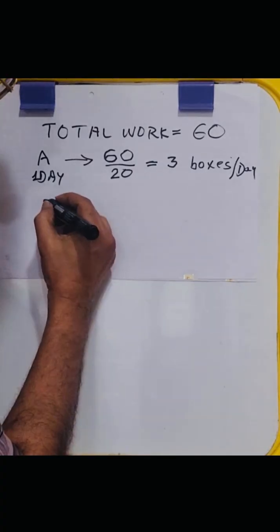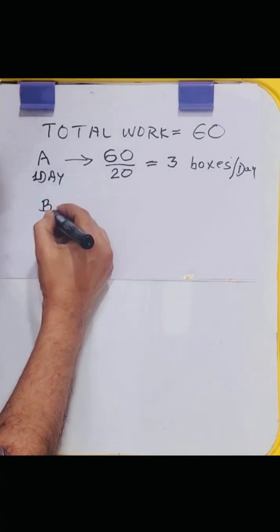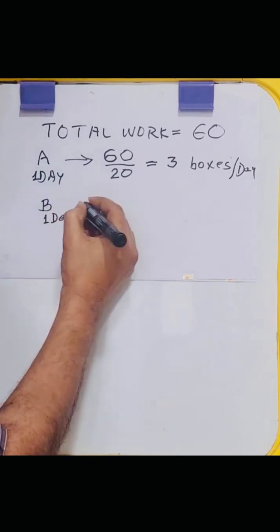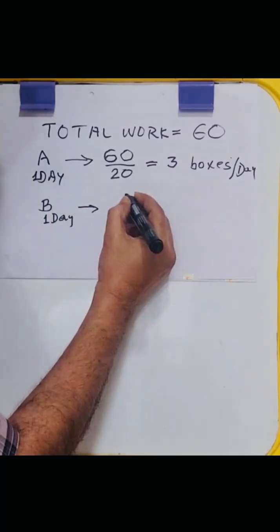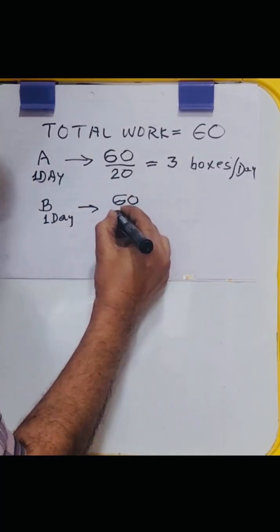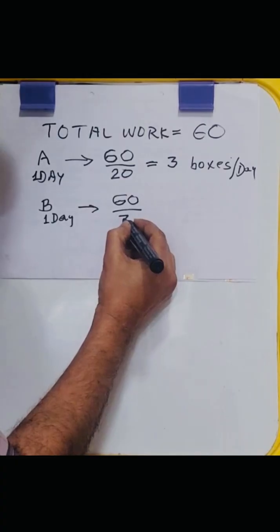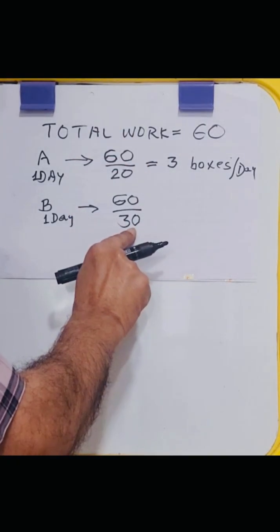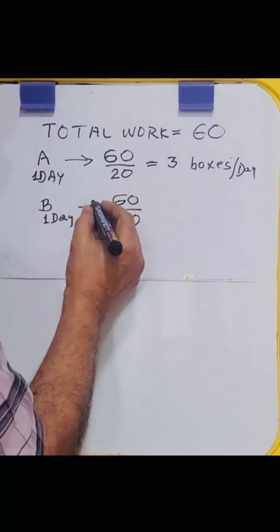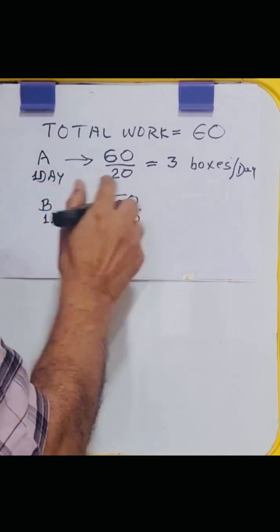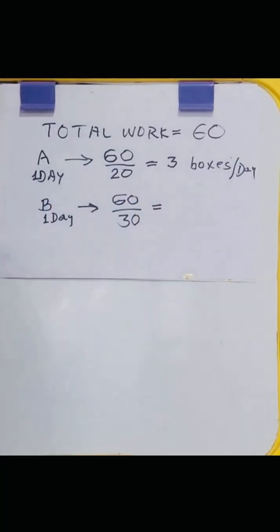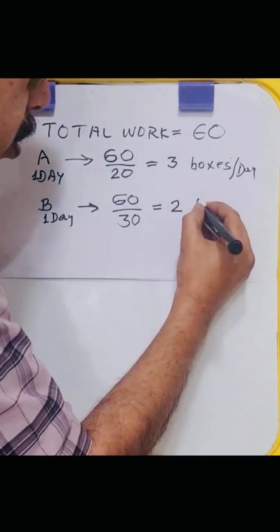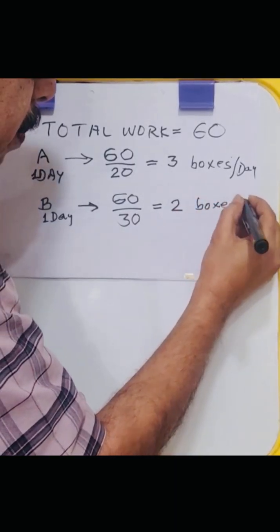Similarly, B's one day work is the total work divided by 30, the 30 days he requires to complete the work. So B can do in 1 day 60 by 30, that is 2 boxes in a day.